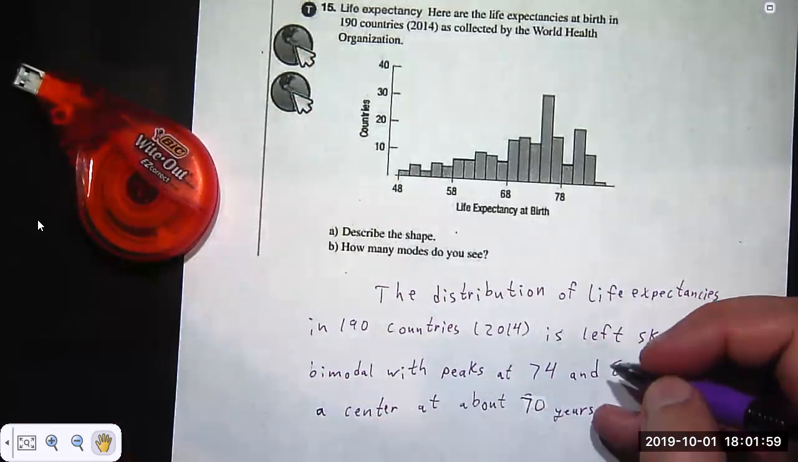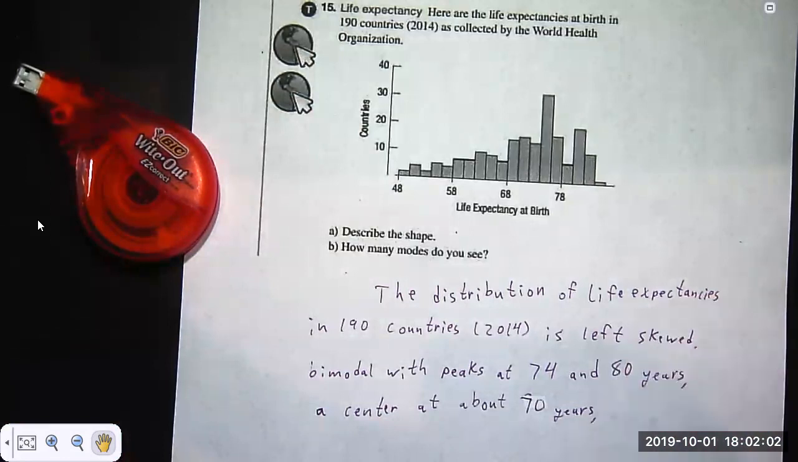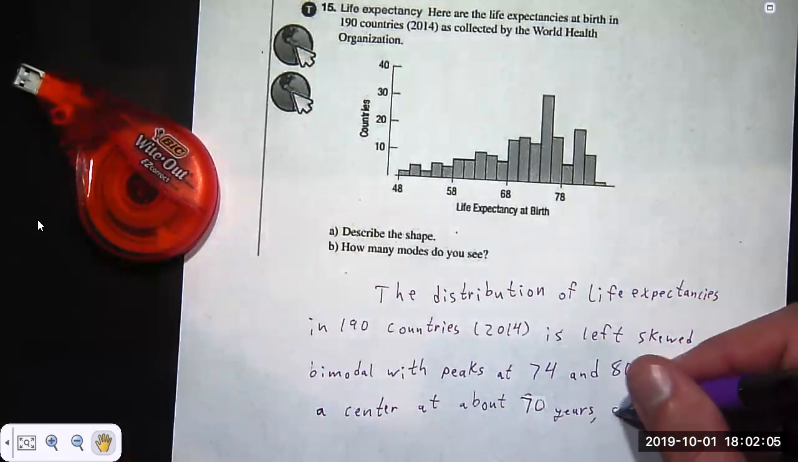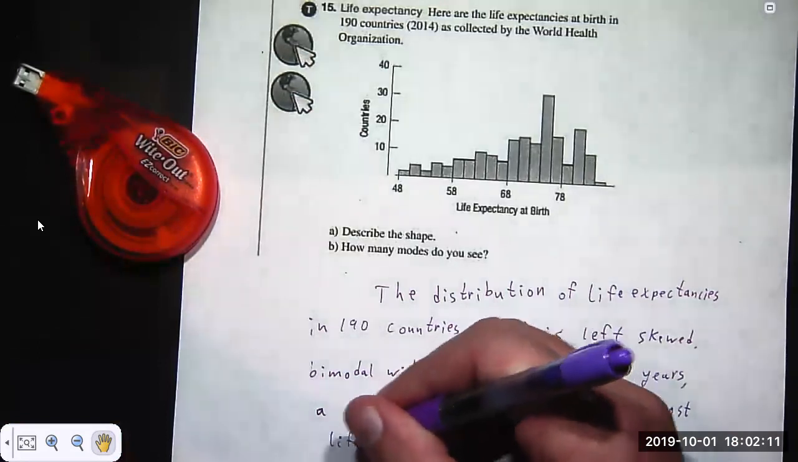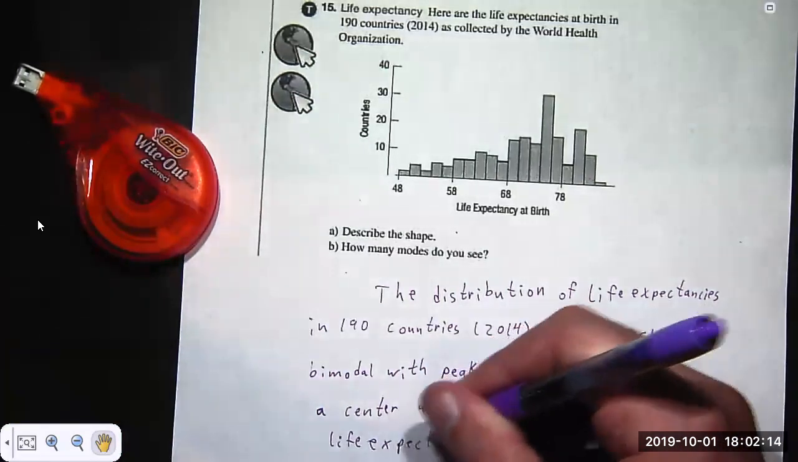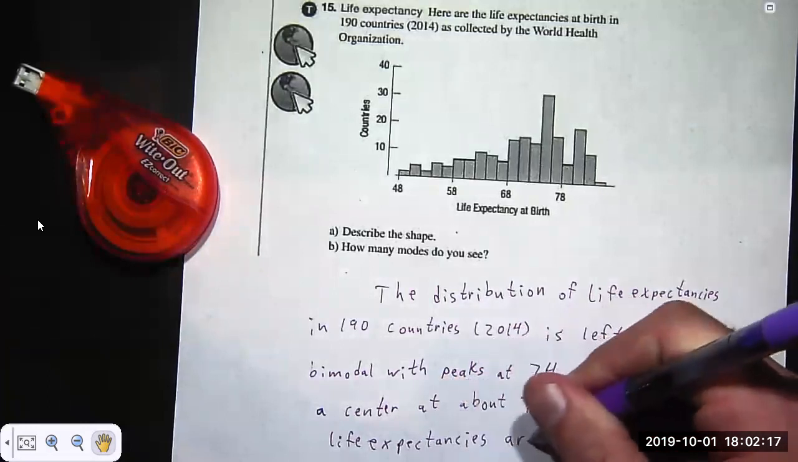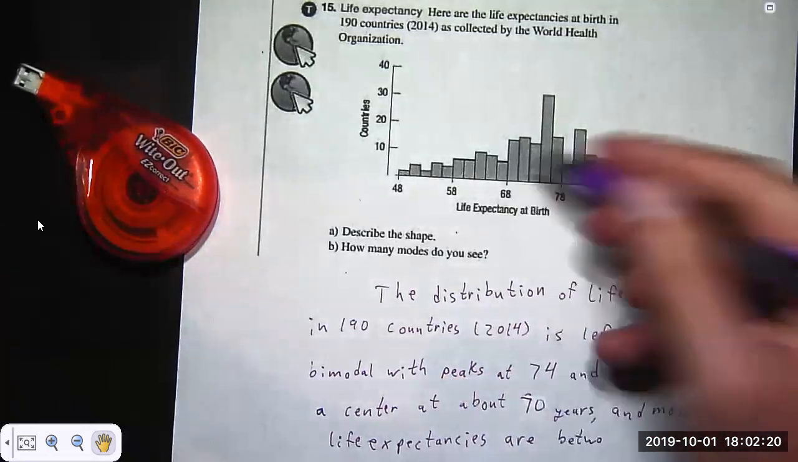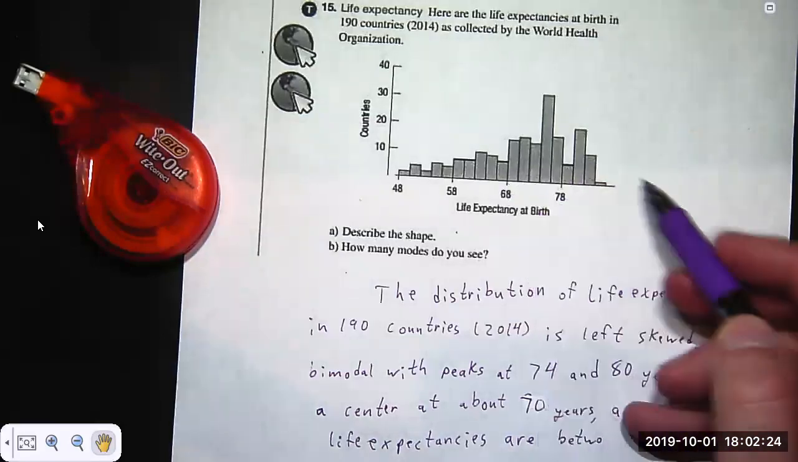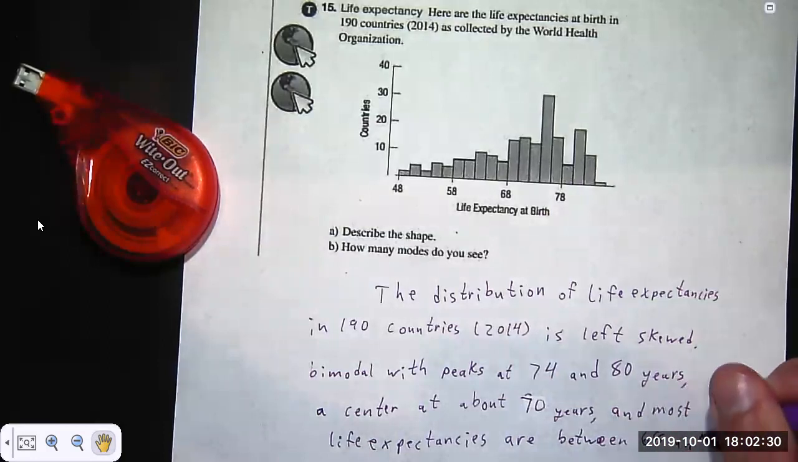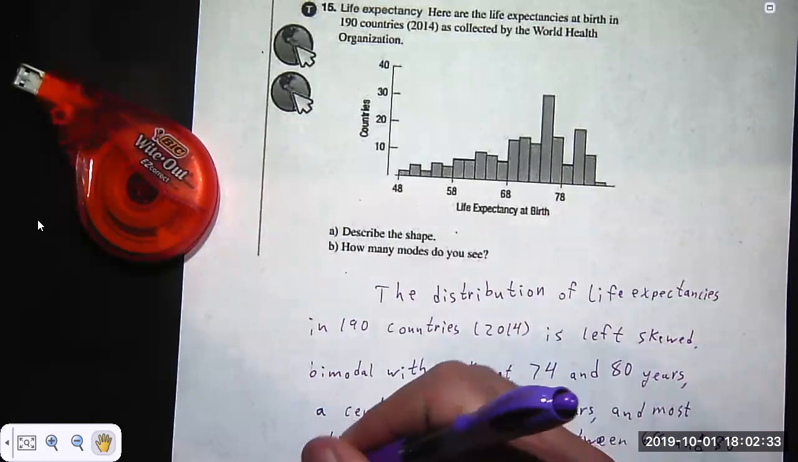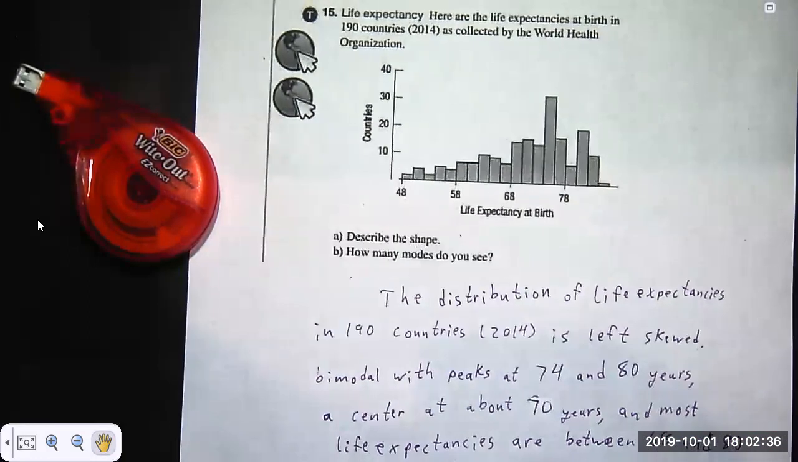And as far as the standard deviation goes, well, let's just say most life expectancies are between 68 and 80 years. All right. How many modes? It's 2 modes. Question? Describe the peaks. Say peaks at 74 and 80.